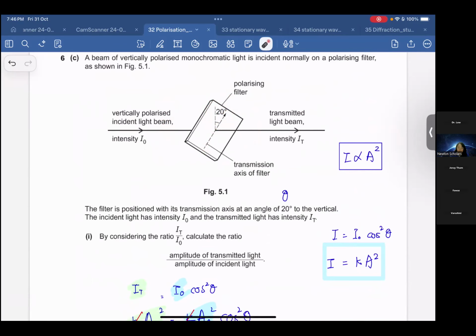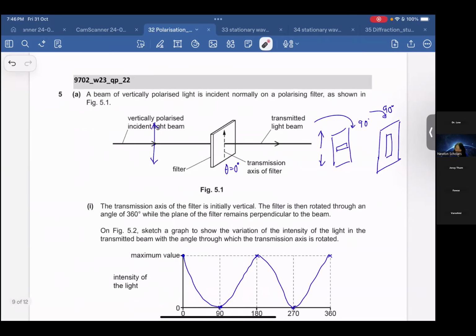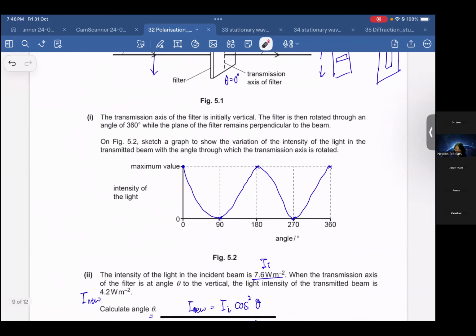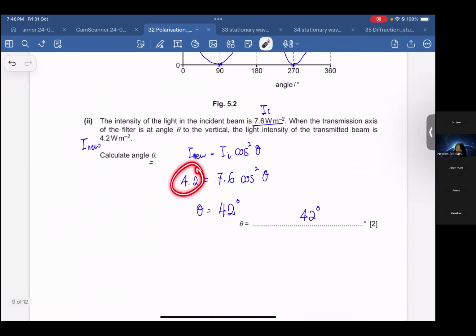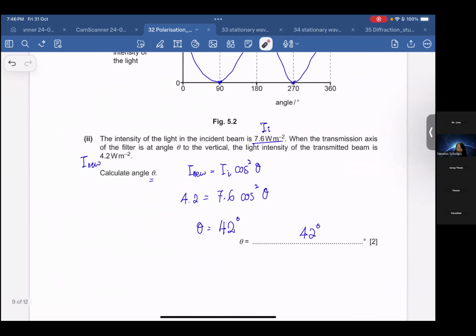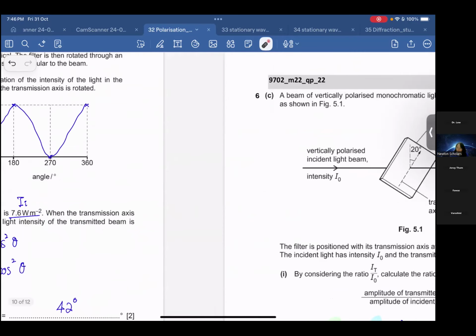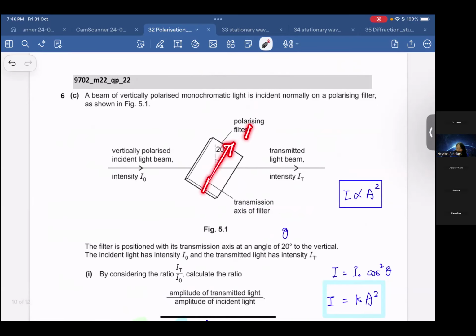I need to rotate how many degrees so that at the end I get exactly the same as here. For example, initially the intensity is 7.6. After a certain angle, it becomes 4.2. Now the question is, what is the angle I need to rotate so that at the end I get back 4.2 intensity? This is the meaning.